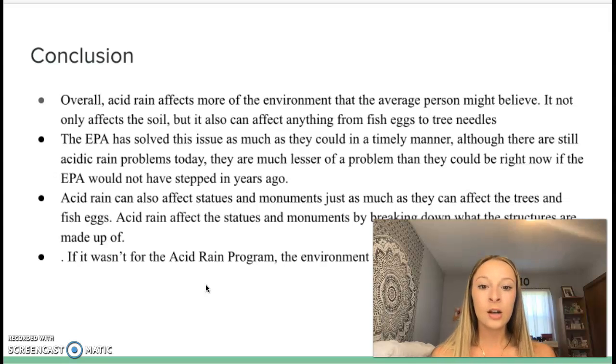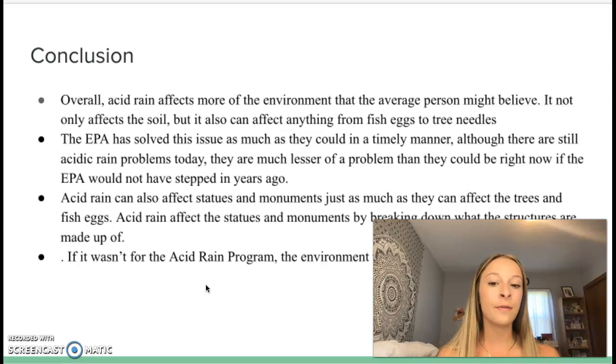Acid rain can also affect statues and monuments just as it can affect the trees and fish eggs. Acid rain affects the statues and monuments by breaking down what the structures are made up of and causing them to crumble. If it wasn't for the Acid Rain Program, the environment would not be in the condition that it is today.